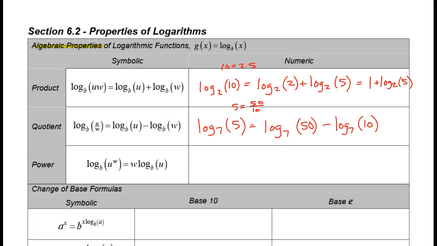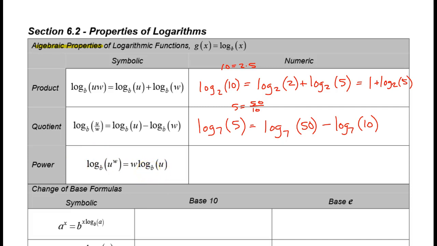Let's move on now. Log base b of u to the w, that's the power rule. Basically, it kind of looks like, and I really don't want to say this, but a lot of students find this helpful. It kind of looks like you're factoring out the exponent. It's not really what happens in the background. You're not factoring out the exponent, but you can take that exponent out and rewrite it as w times log base b of u. So let's look at a numeric example here.